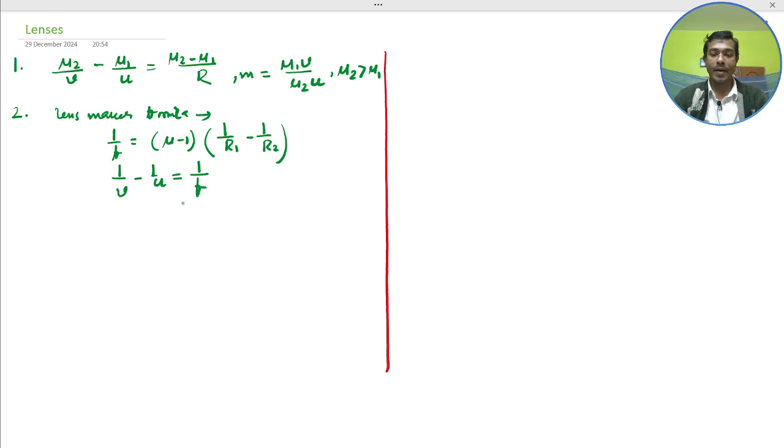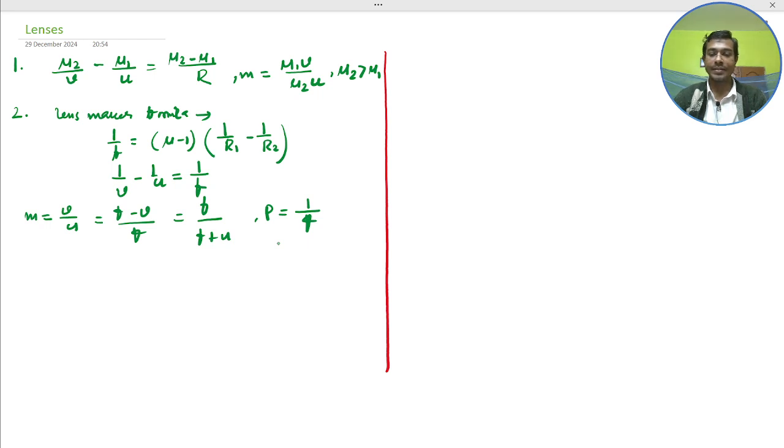1 by v minus 1 by u equal to 1 by f, and the magnification m would be v by u, or this is written as (f minus v) by f, or it is written as f by (f plus u), and the power of the lens is written as P equal to 1 by f.